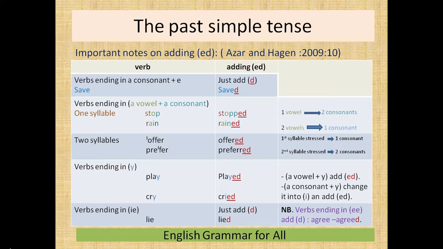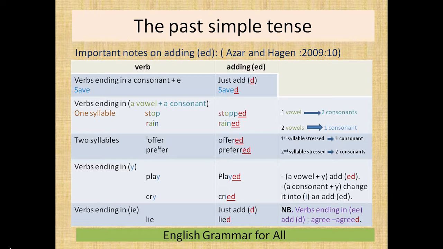Generally here we have two kinds of verbs in this category: one syllable verbs and two syllable verbs. As for the one syllable verbs, we have two examples: the verb stop and the verb rain. As for stop, we notice here that the verb ends in a vowel plus a consonant. So when this is the case, we double the consonant and just add the ed. So the verb stop is spelled like this: S-T-O-P-P-E-D. Rain, the other example, ends with two vowels and one consonant, so we just add the ed here.